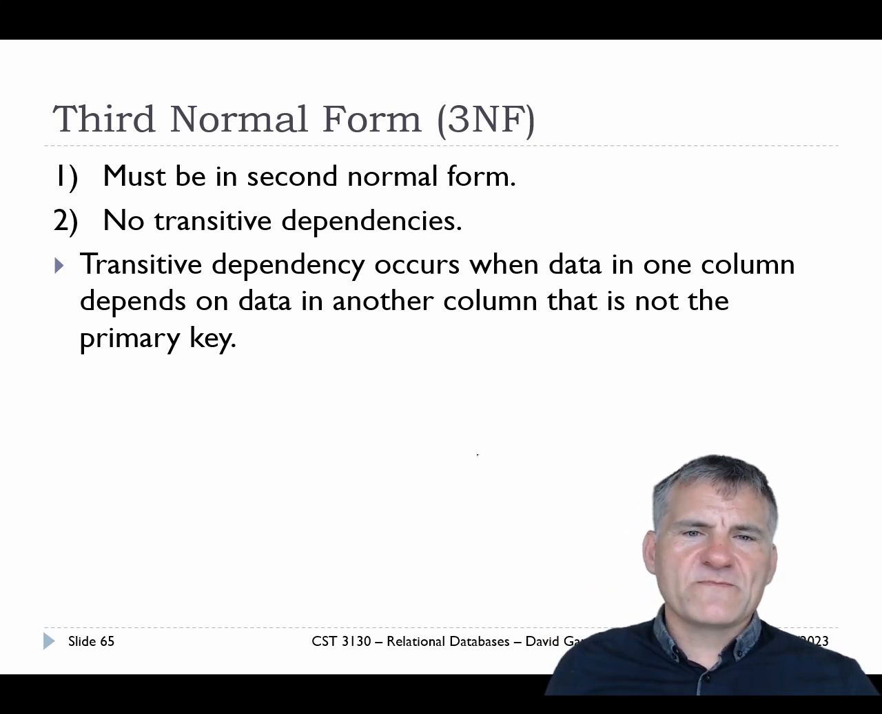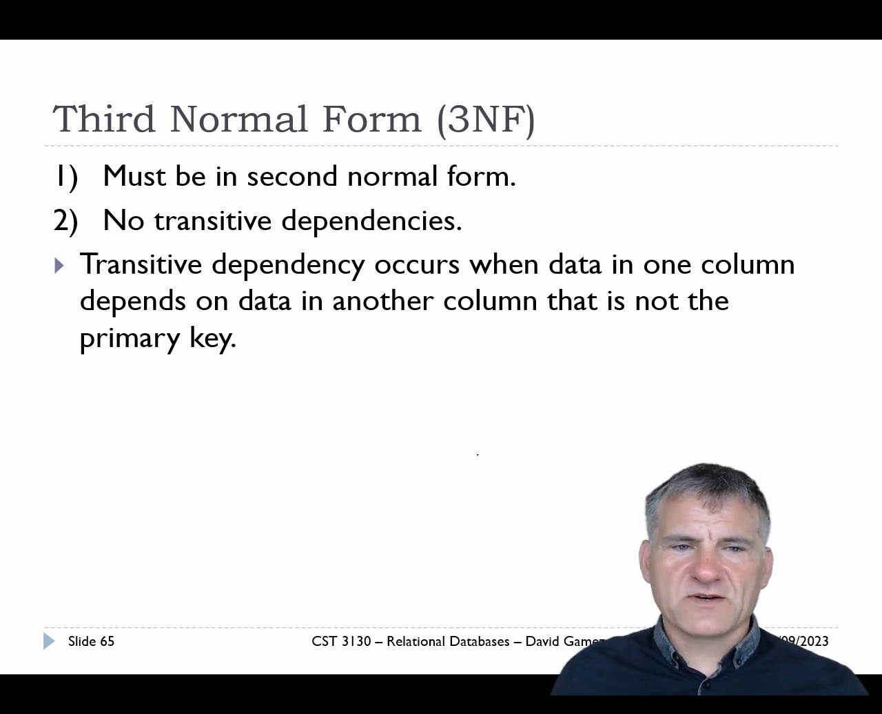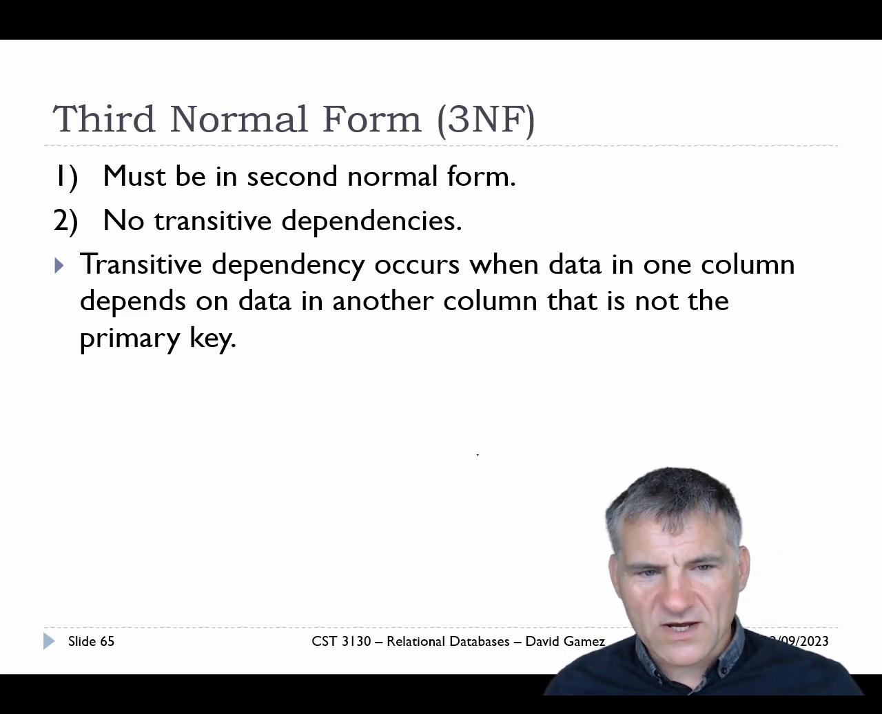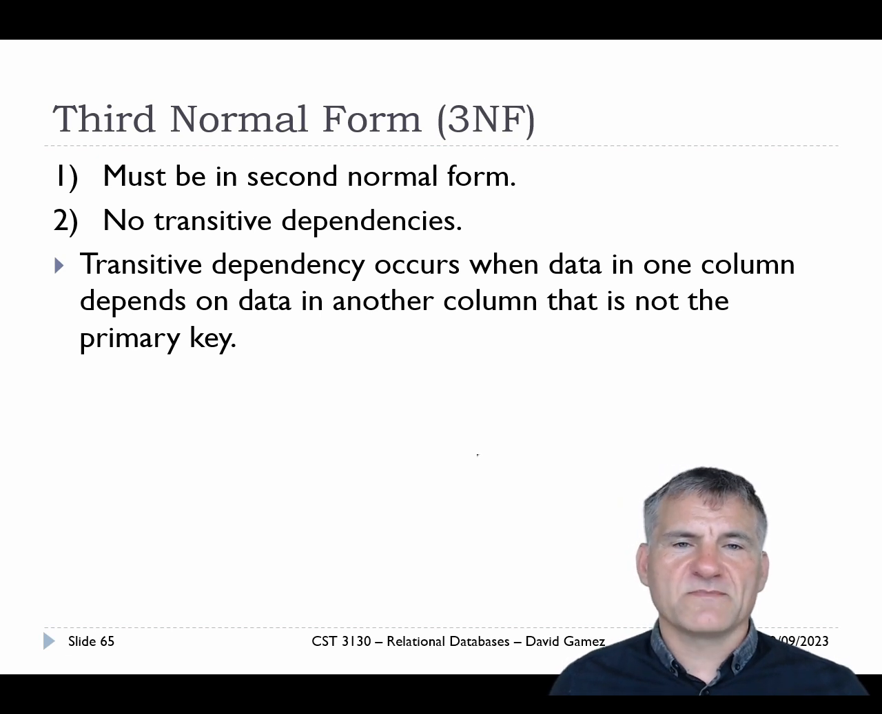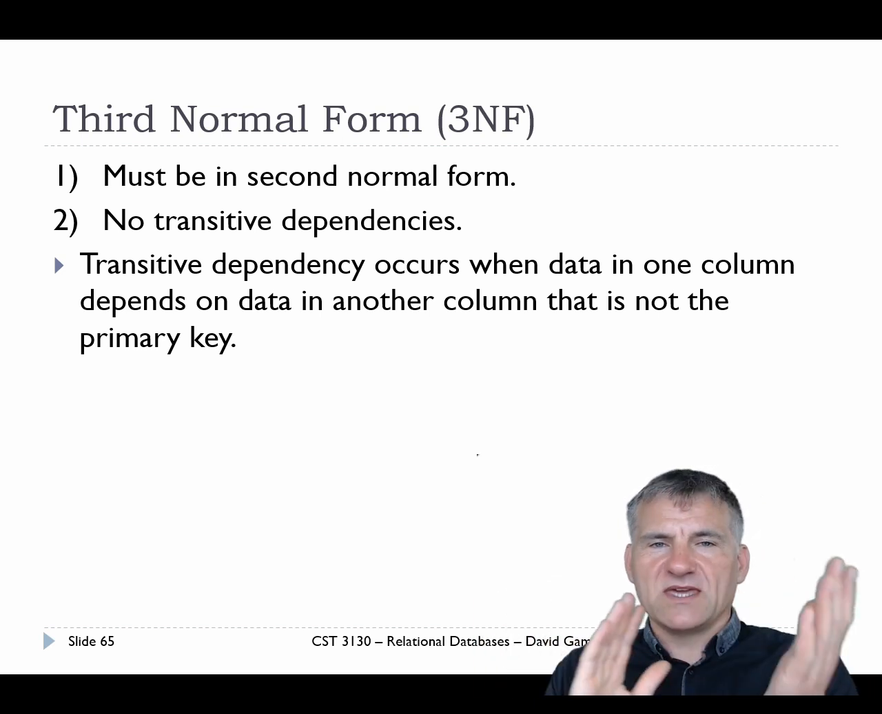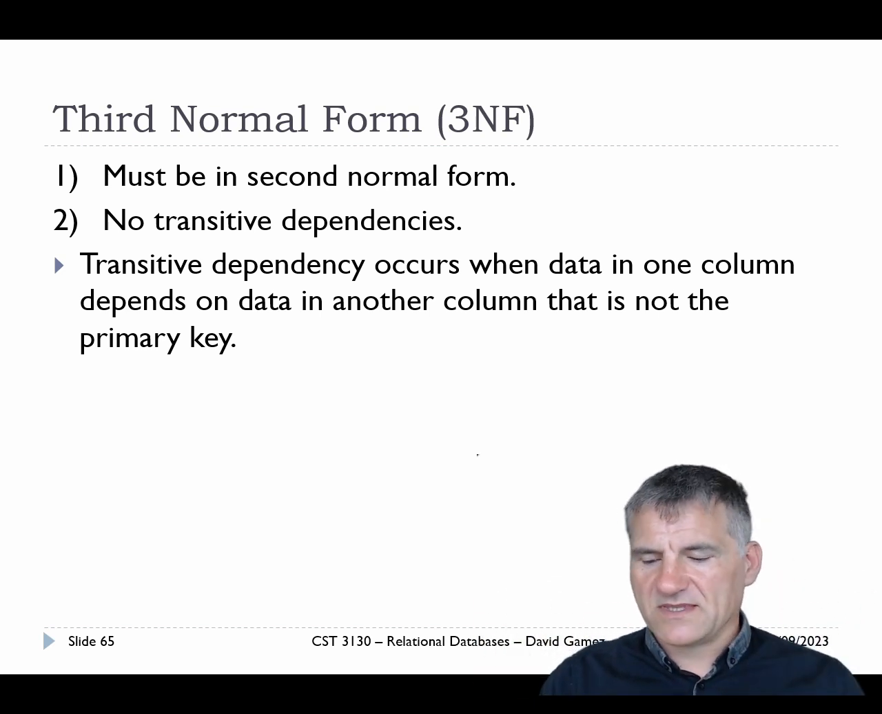Now, third normal form. The rule is that it has to be in second normal form and that you don't have what's called transitive dependencies. A transitive dependency occurs when you've got data in one column depending on data in another column that's not the primary key. So this isn't about primary keys anymore. This is about dependencies within the data that's stored within the table.